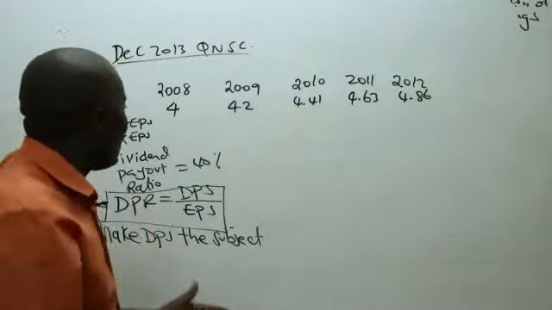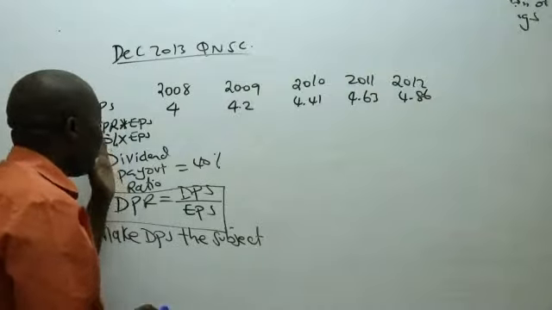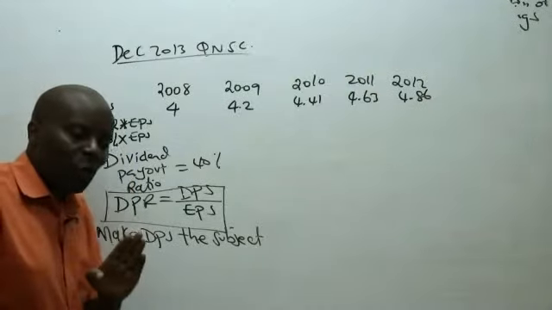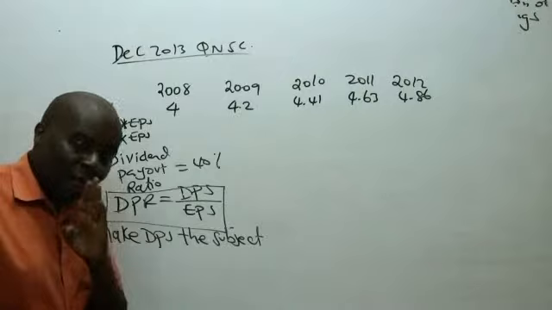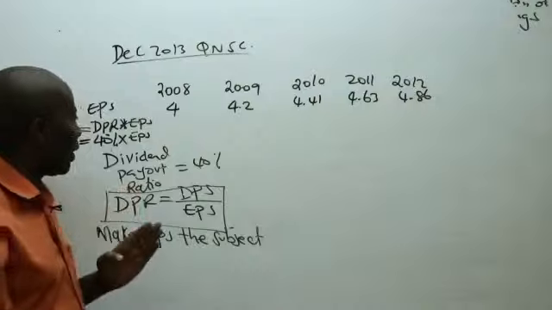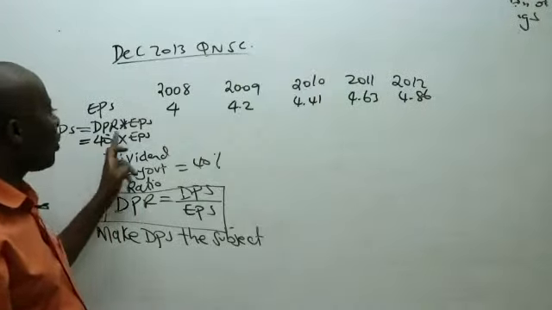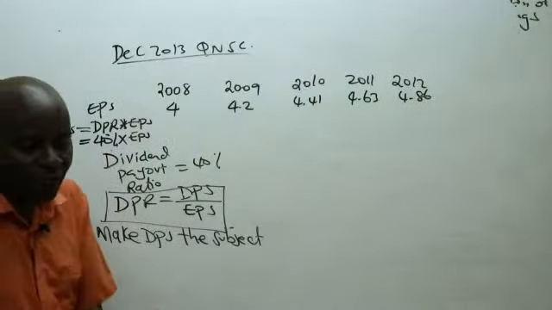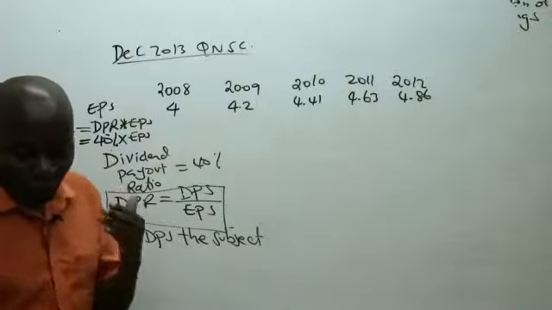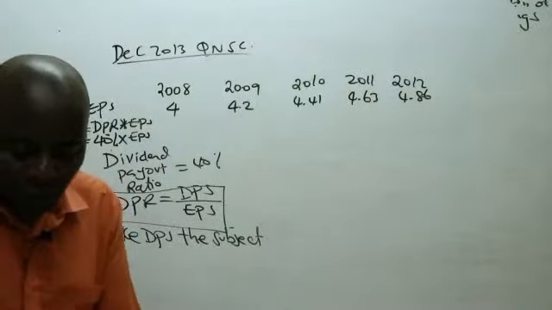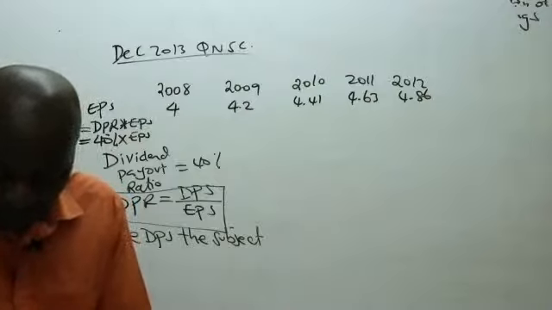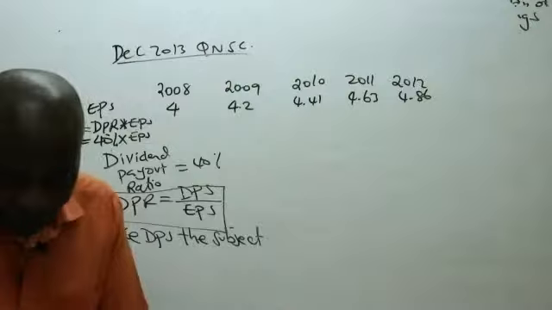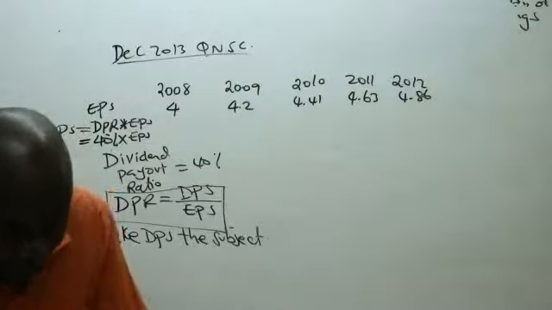Anytime you see the examiner giving you a dividend payout ratio, he wants you to compute the dividend per share. So could you kindly give us 0.4 times 4? Someone talk to me tonight. This is 0.4 because they have told us in this question that the dividend payout ratio is 40%. So kindly help me out.